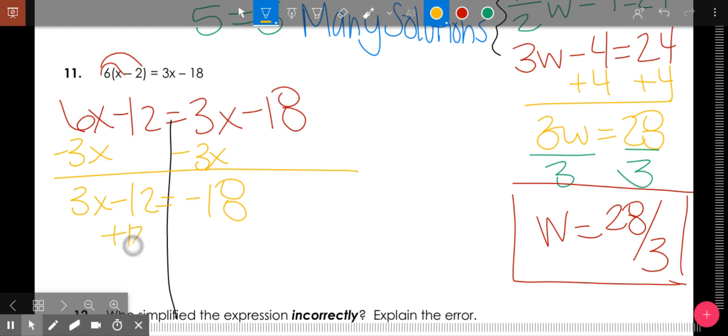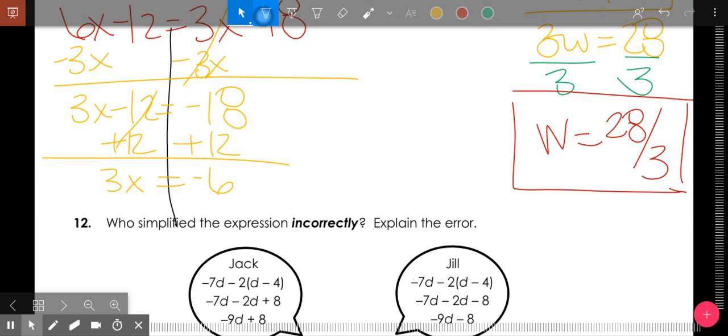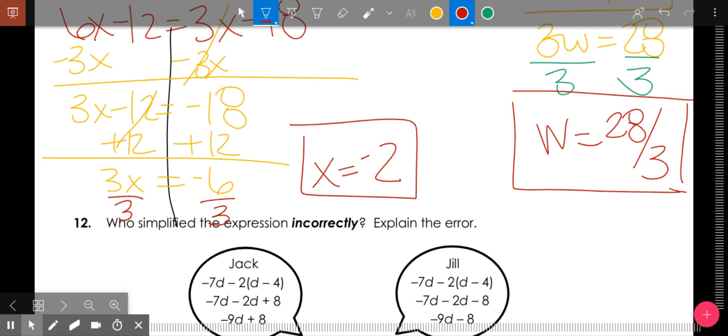And then add my 12 to cancel it on my left to get it on my right. So I get 3x equals, I get negative 6 since it's a negative 18 and a positive 12. You subtract them and keep the sign on the bigger number. My last step is to divide. So I'm going to divide by 3. Negative 6 divided by 3 equals negative 2. So that is the answer to that problem.